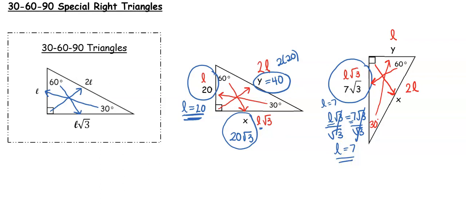If we don't know what L is, the first thing that we want to do is find out what L is, because L is what we're going to plug in. Over here, Y is what L is. Well, we just found L is 7, so Y is 7. X is representing the 2L piece, so 2 times 7, X is going to be equal to 14.